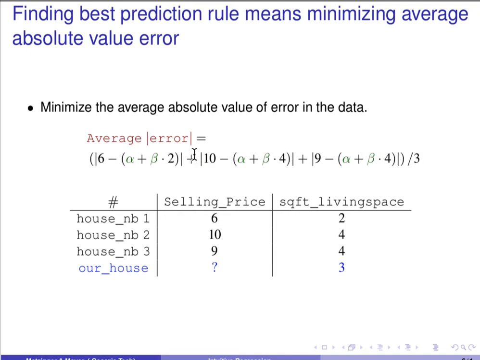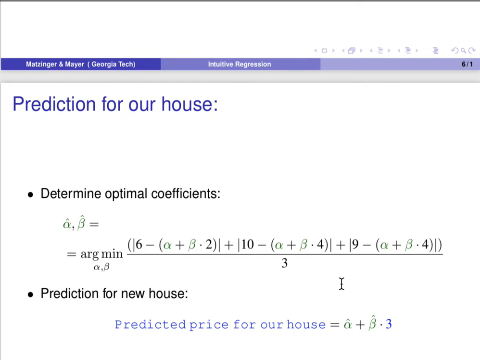So one way is to just say we want the average error to be as small as possible, and determine alpha and beta in this way. Then we apply this to determine the selling price for our house. So we determine the coefficients alpha hat, beta hat, which minimize the average error, and the predicted price for our new house is alpha hat plus beta hat times 3.